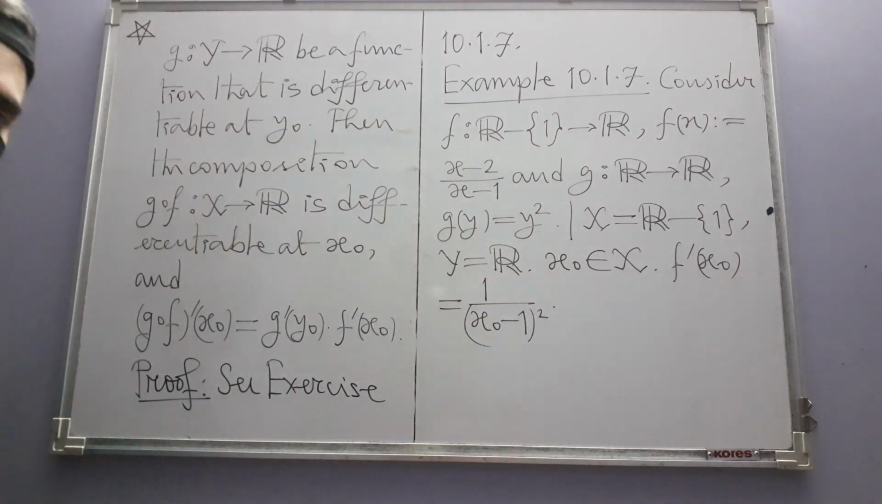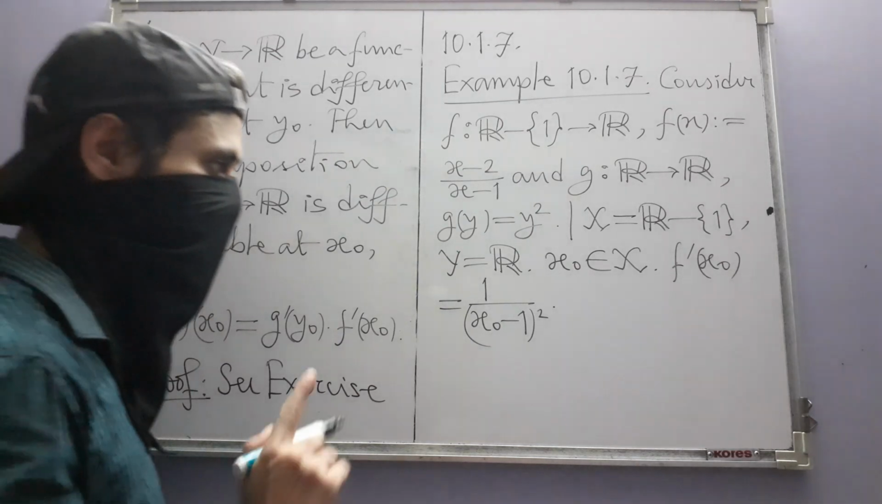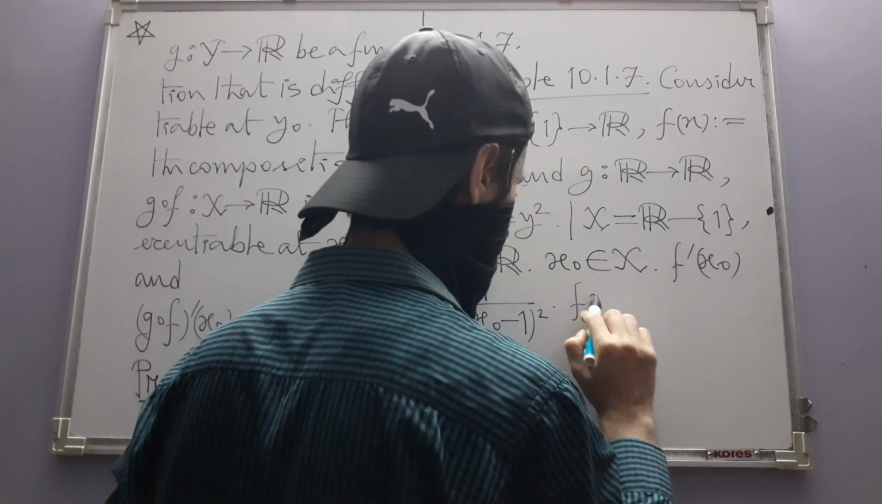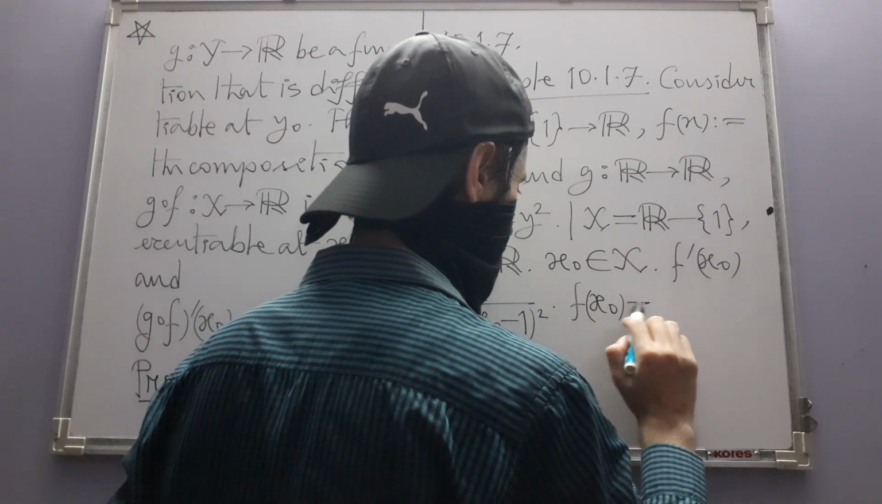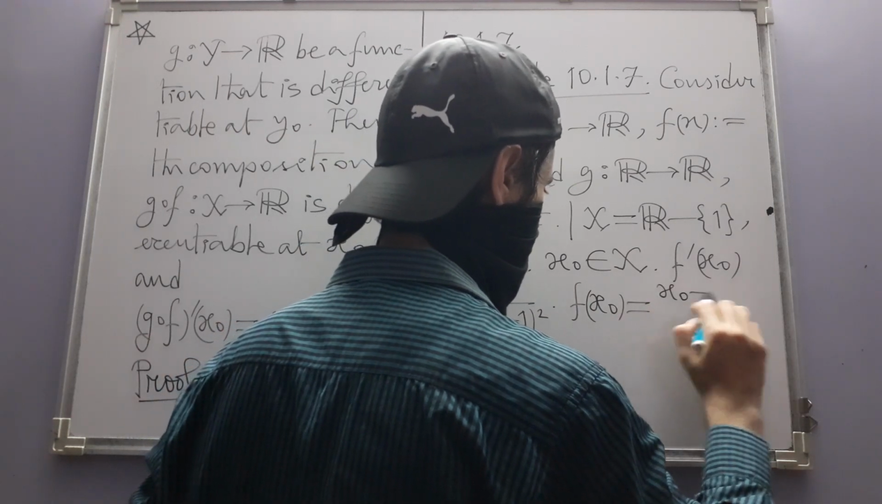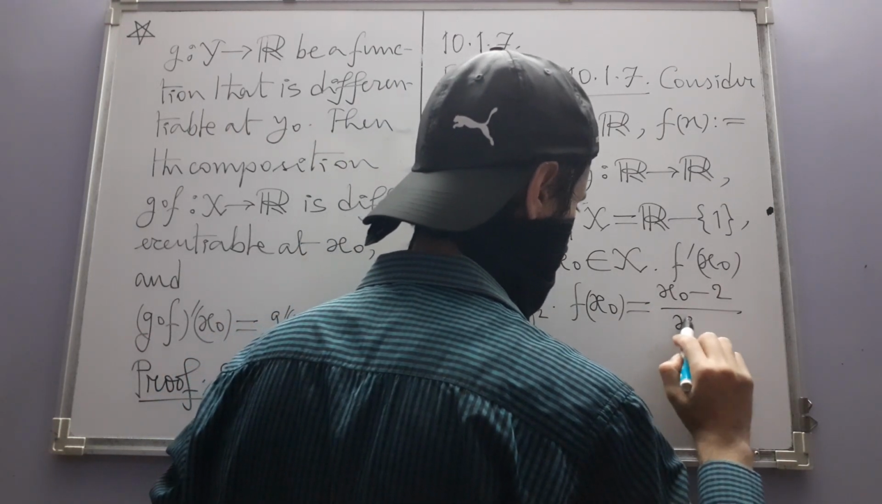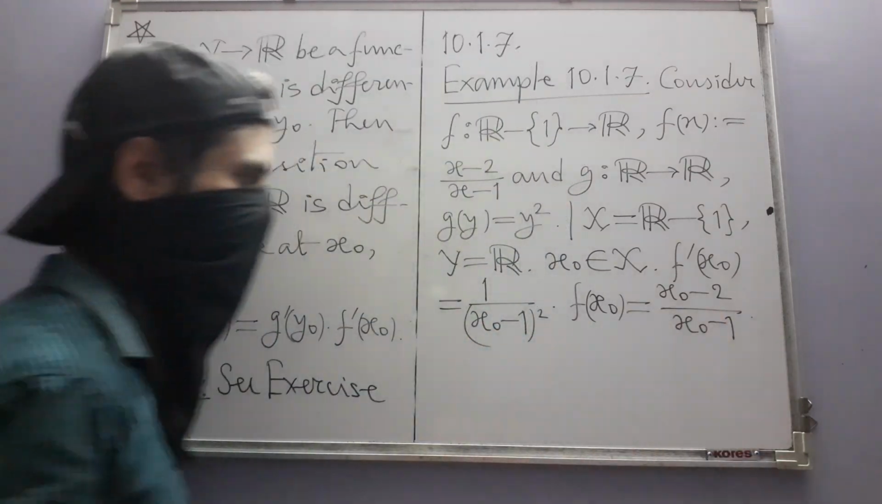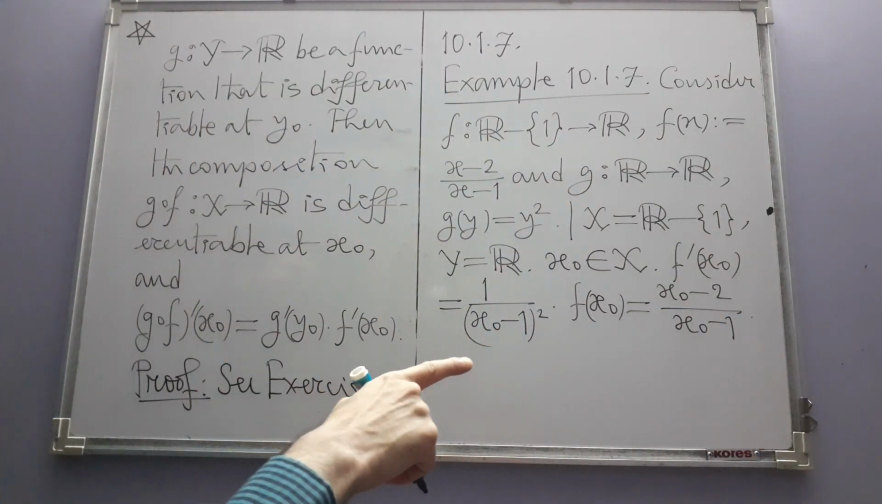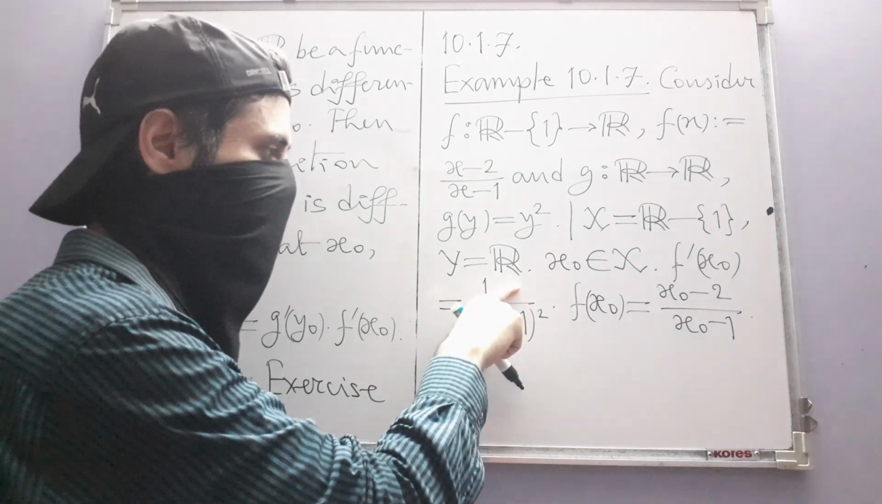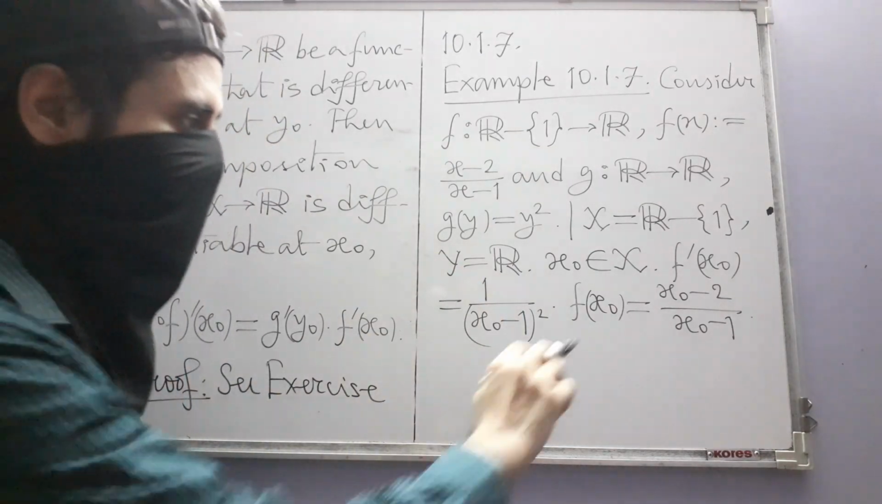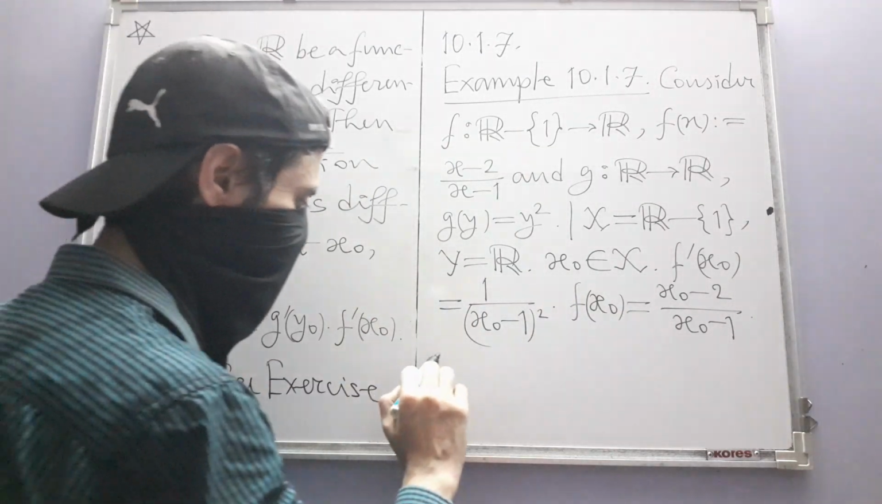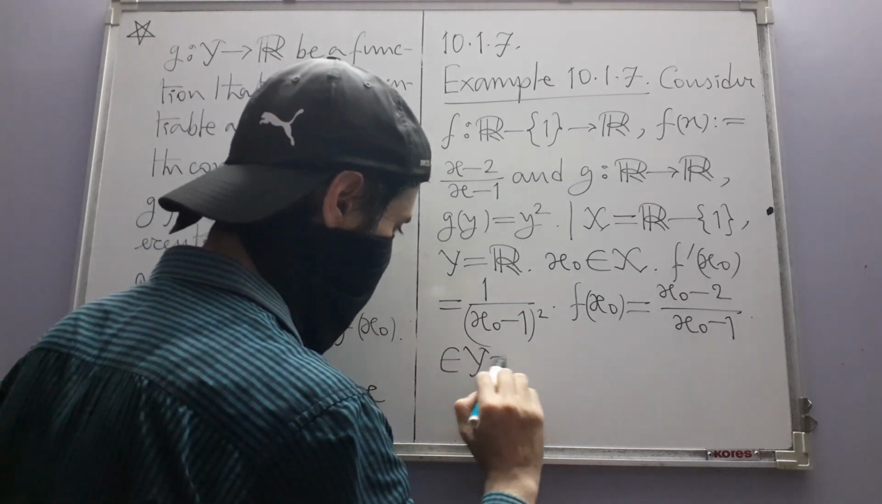Okay, this is something we already know. Now, what is f of x0? F of x0 is this, which is in capital Y. Is it? Yes, it is, because this is a real number. It is in Y.